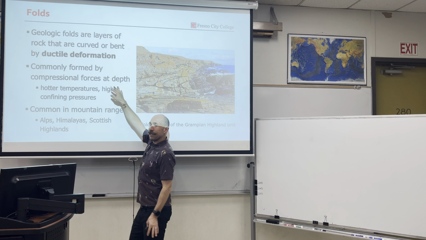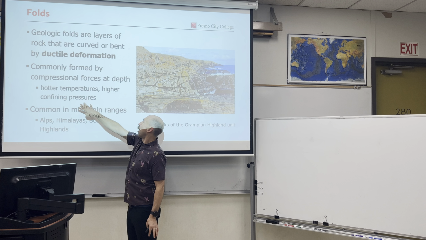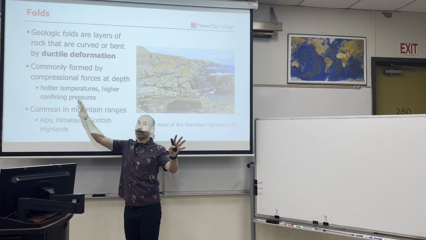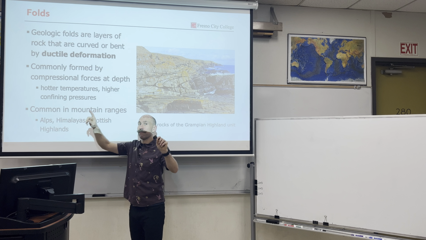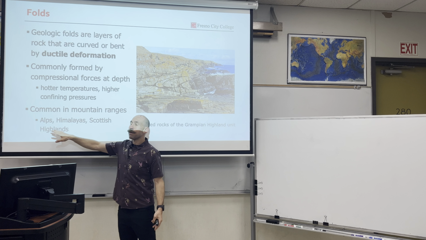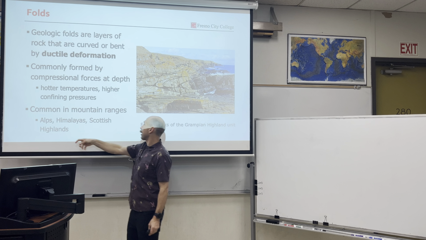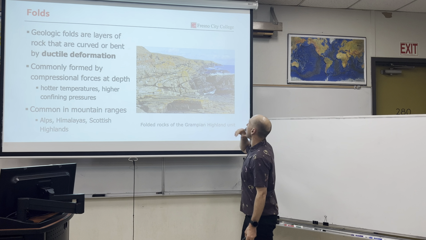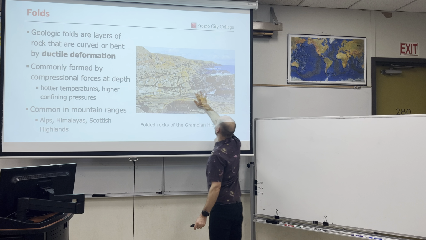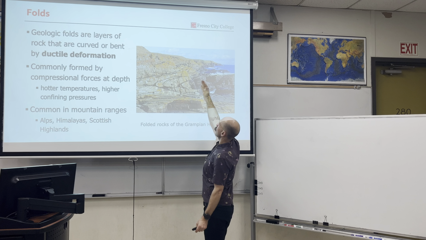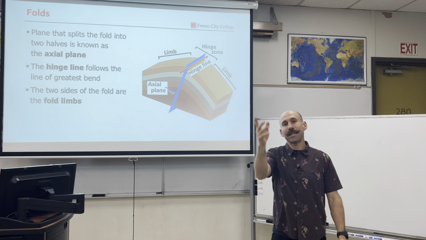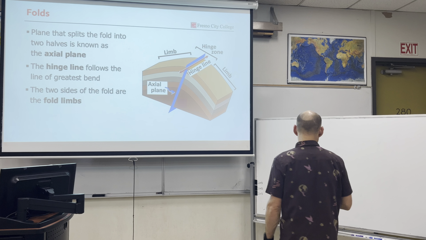They usually happen at depth in Earth's crust where we have higher temperatures, higher pressures, not so high that the rocks are changing, but high enough that the rocks can bend without breaking. And we see examples of these in big mountain ranges, the Alps, the Himalayas, the Scottish Highlands. As we see here, we have this fold that is basically really, really tight and then turned over on itself. We'll talk about all the different types coming up. But first, the anatomy of a fold.